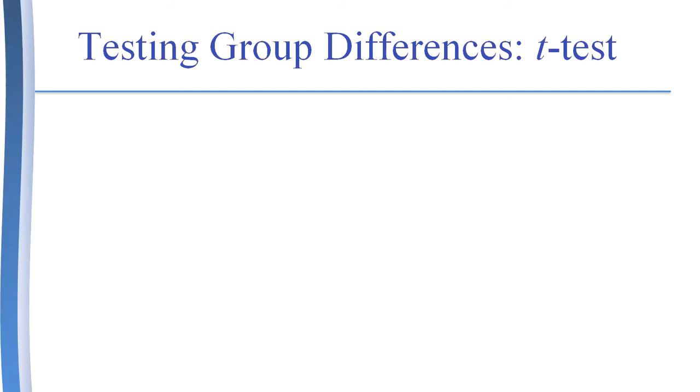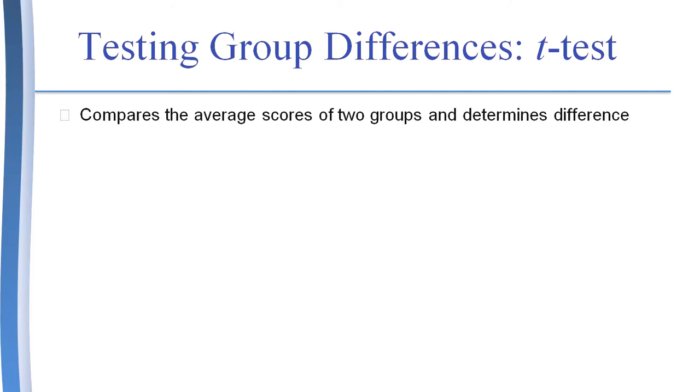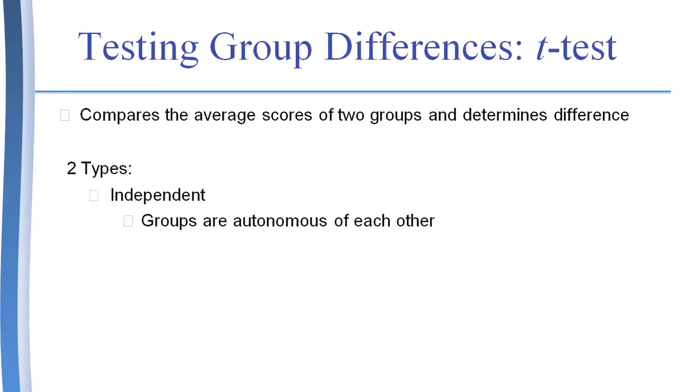All right, so this gets important for when we're doing t-tests and ANOVAs, right? So t-tests, let's review what they are. T-tests are when we're looking to compare group differences. T-tests compare the average scores of two groups and determine whether or not there's a difference. There's two types of t-tests. There's independent t-tests and there's dependent t-tests.